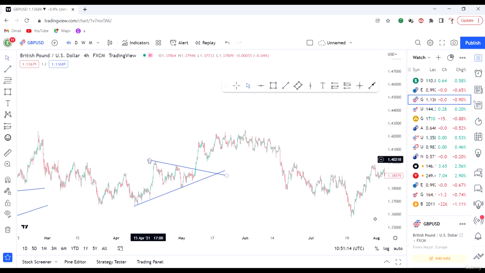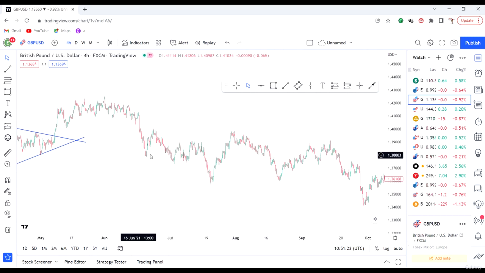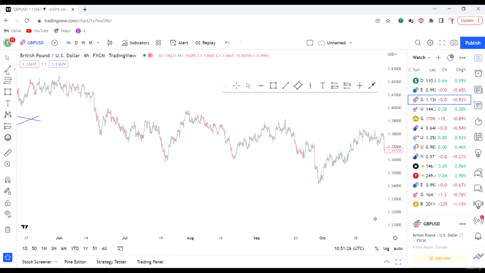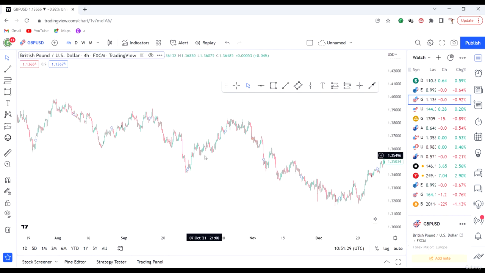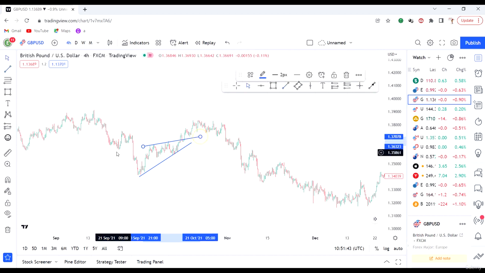Yeah, okay, this looks closer to a triangle. I think we drew this pattern the other time when we were studying the triangle. So this looks closer to a triangle, not a wedge. The trend is your friend, my friend. Do not go against the trend. So do we have a wedge here? Yeah, so I think we have a wedge here. It came here, came down, touched here, and then broke up. You see, it broke out here and then retested. Then we enter for a buy, and good.